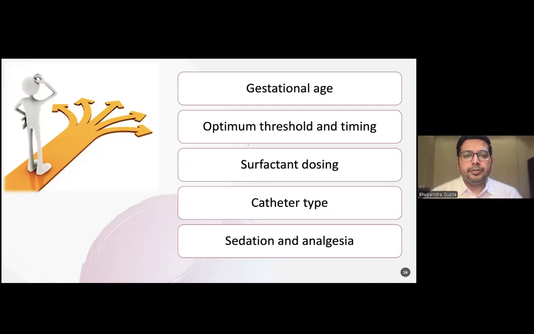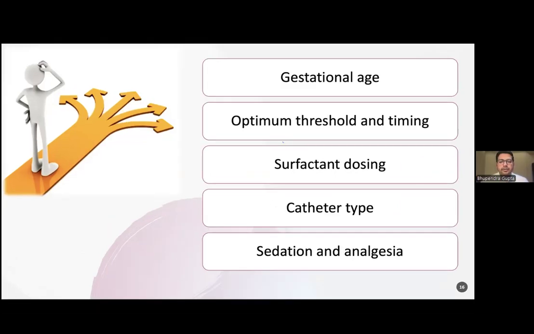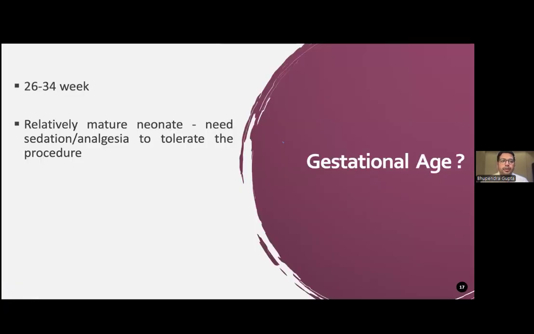There are a number of questions regarding LISA. What is the appropriate gestational age for LISA? What is the optimum threshold and timing for LISA? What will be the surfactant dosing? Which catheter is best? Whether sedation and analgesia should be used or not? So these are the few questions related to LISA. We will go one by one.